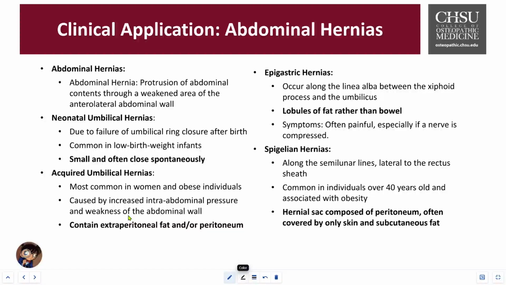Then we have the epigastric hernias that run along the linea alba. These ones are between the xiphoid process and the umbilicus. The hernias contain lobules of fat rather than the bowel and can be very painful, particularly if there are any compressed nerves. Then we have the Spigelian hernias, which develop along the semilunar lines lateral to the rectus sheath. They're more common in individuals over 40 years old and are usually also associated with obesity. The hernial sac is often covered by skin and subcutaneous fat. That makes it really challenging to diagnose.